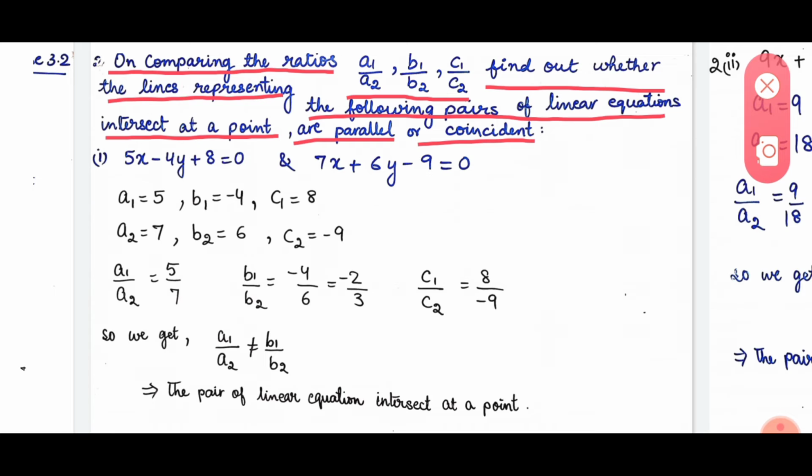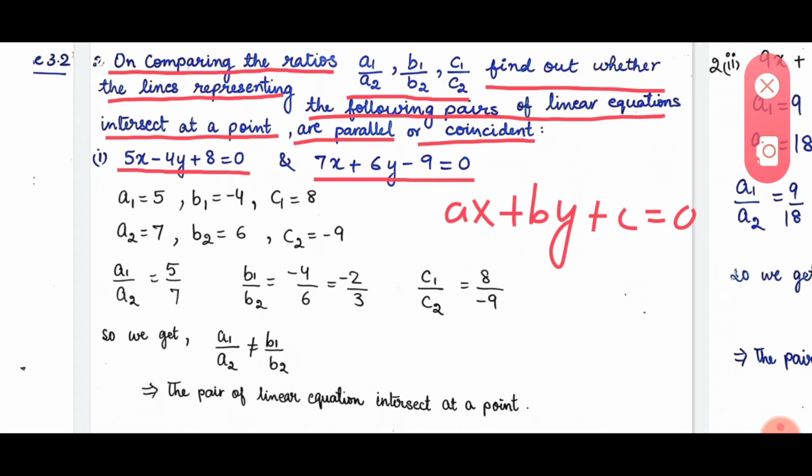Now, the first equation in the first part is 5x minus 4y plus 8 equals to 0, and the second equation is 7x plus 6y minus 9 equals to 0. Now you have to find the values of a, b and c for both the equations, which you will find on comparing it with the standard form of the pair of linear equations in 2 variables. So this is the standard form, ax plus by plus c equals to 0. Compare this standard form with the equations given and then find the values of a, b and c.